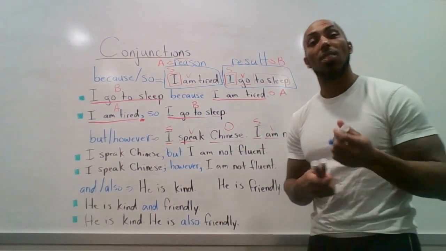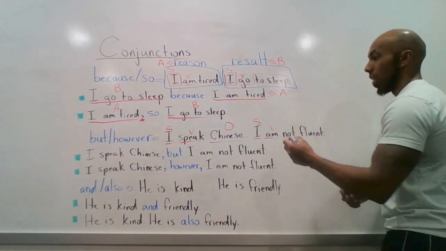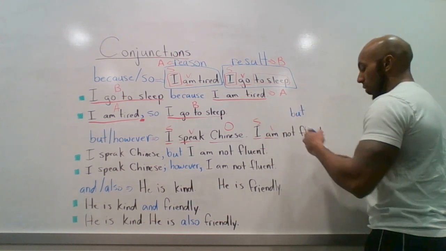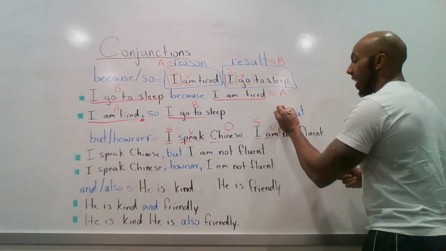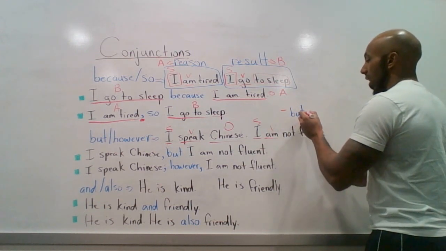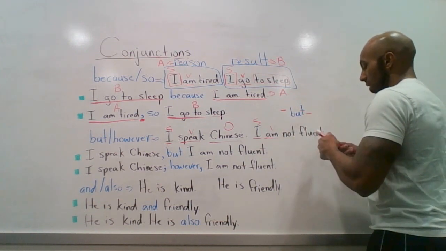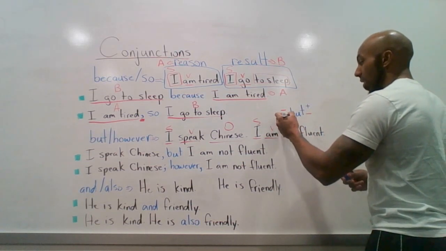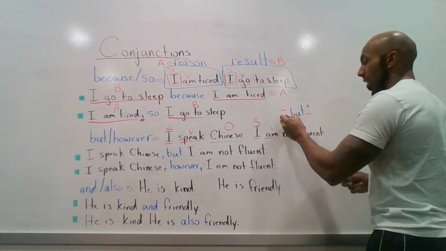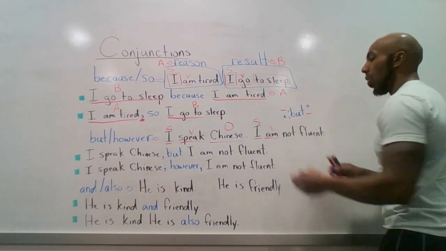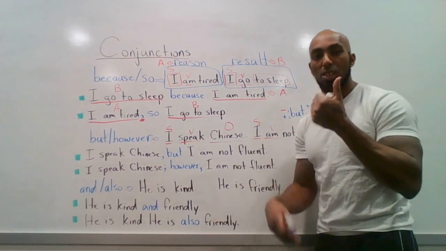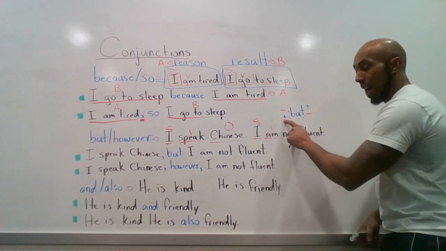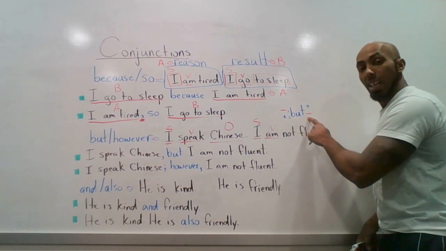An easy way to think of but is like this. You can have the but, so you might have a negative here and a positive here. Or you can have a positive here and a negative here. So here I have a positive. I speak Chinese, that's a good thing. A bad thing is I'm not fluent. So I have the positive, comma, but then a negative.